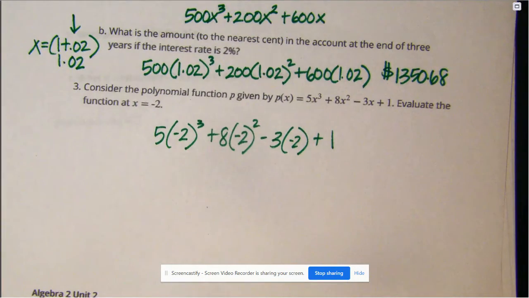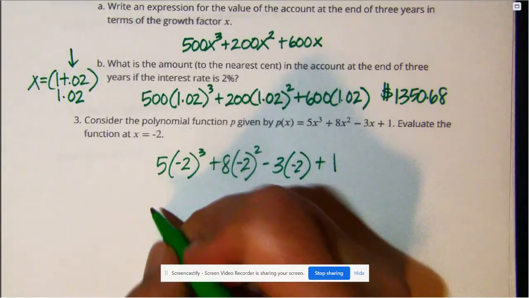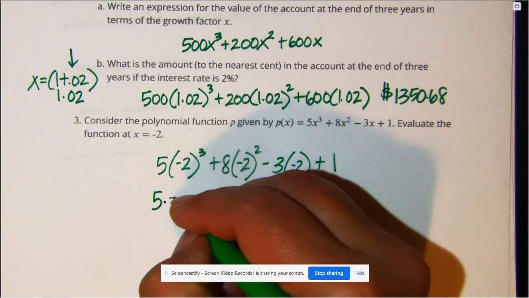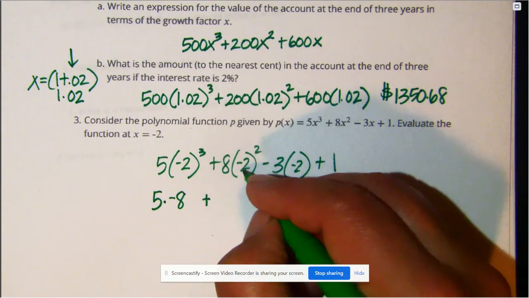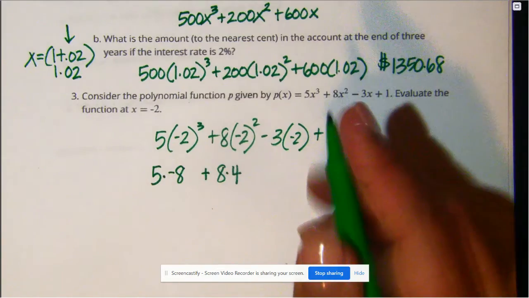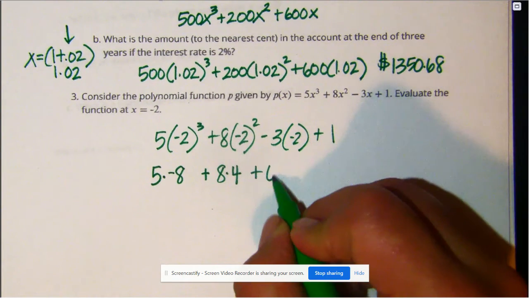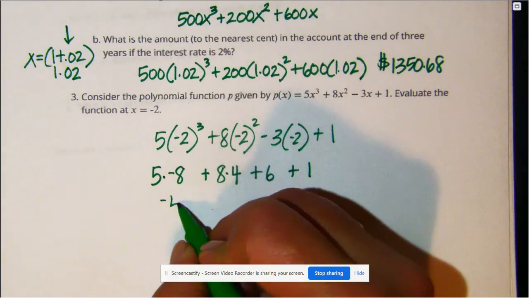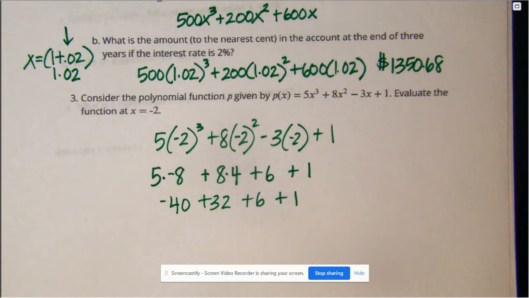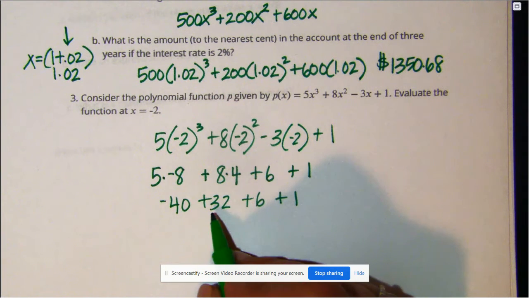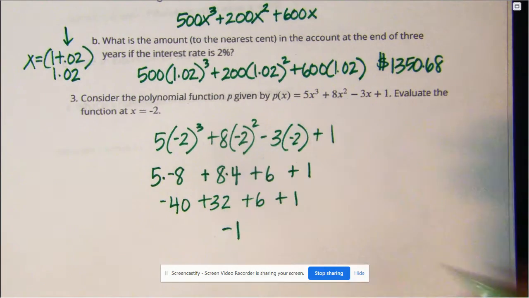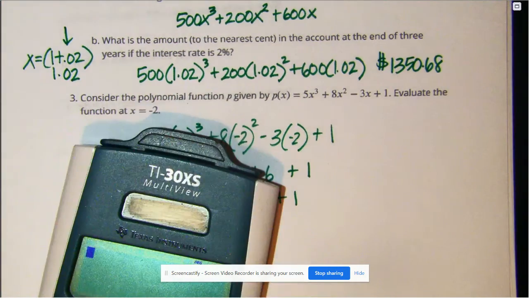I could do this in my head too, right? This is 5 times, what's negative 2 times negative 2 times negative 2? Negative 8, plus 8 times, what's negative 2 times negative 2? Positive 4. Negative 3 times a negative 2 makes 6, plus 1. You could totally do this on a calculator too. Miss Austin's just trying to show you don't have to. That'd be what? Here, we'll do all positive. So it's 38, 39. So negative 1. Hopefully that's right. Let's try it on here.